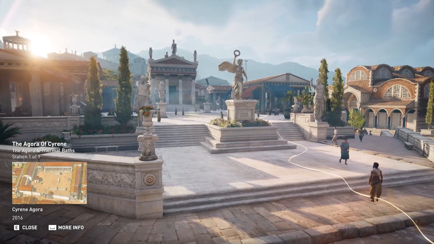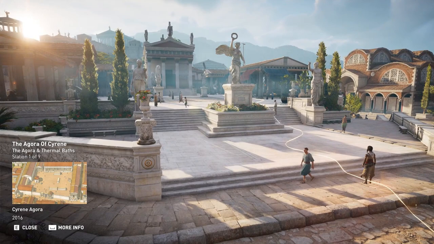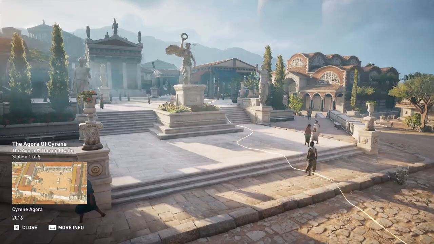As in other Greek cities, the agora included a central hearth, known as a prytaneum. This place served as Cyrene's official embassy, where guests were welcomed to the city.